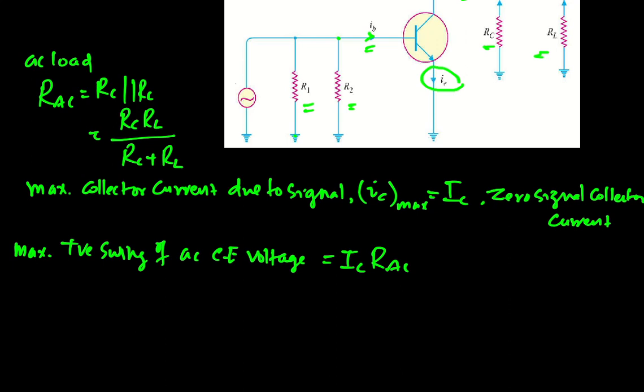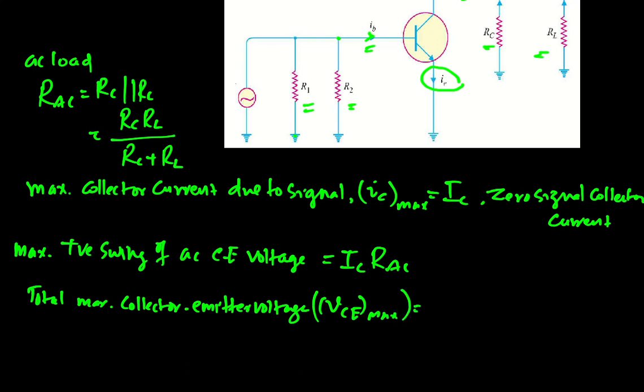Then we can write the expression for the total maximum collector emitter voltage as follows. The total collector emitter voltage is the sum of the AC collector emitter voltage and DC collector emitter voltage. The maximum value of this quantity will be equal to the zero signal collector emitter voltage plus the maximum swing of the AC collector emitter voltage, that is IC into RAC.